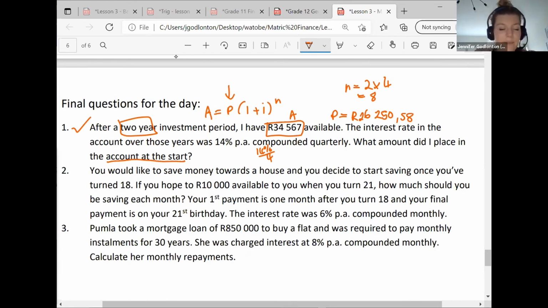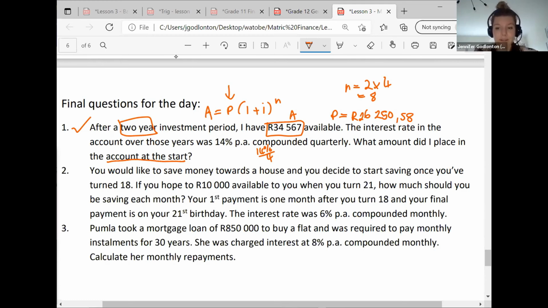Nice. Okay, question 2. You would like to start saving money towards a house, and you decide to start saving once you've turned 18. If you hope to have 10,000 Rand available to you when you turn 21, so that would be in 3 years' time, how much should you start saving each month? Your first payment is 1 month after you turn 18, and your final payment is on your 21st birthday. Now that sounds like I'm trying to trick you, but I'm really not, because remember what we spoke about in our last lesson. If it's birthday to birthday, it's actually 13. So if it's 1 month after, and then until the birthday, it's a normal 12 payments in the year.